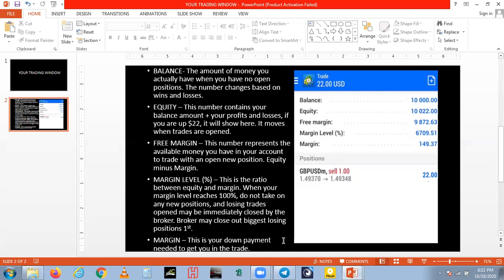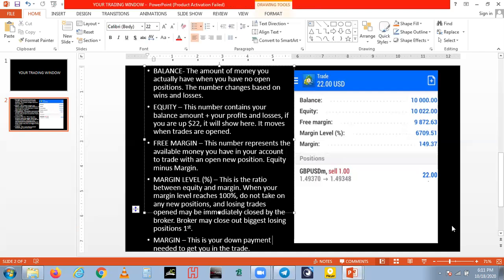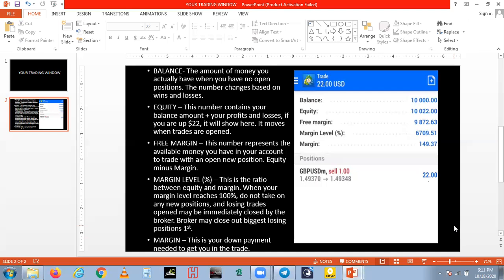All right. So the next one is the margin. I don't really understand what this margin really is, but it does not affect my loss or my profits. It does not affect how I make money. So you shouldn't bother so much about it. But margin is your down payment needed to get you in the trade.